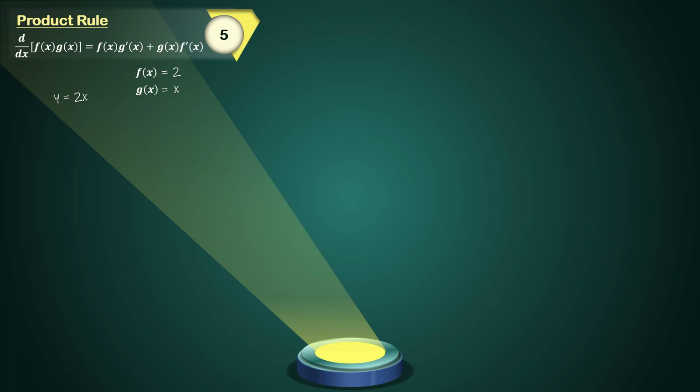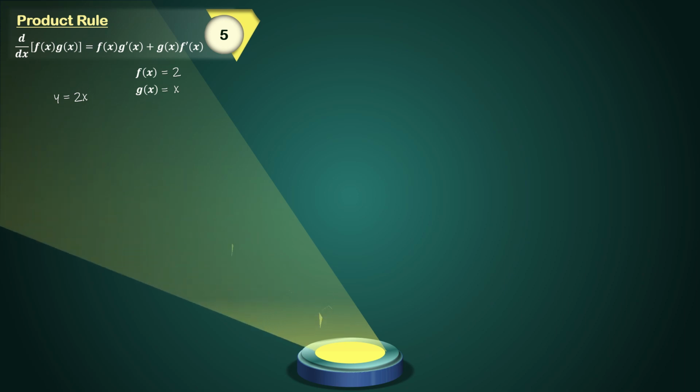After identifying those, take the derivative of the function. Apply product rule. It says the derivative is equal to the first function times the derivative of the second function plus the second function times the derivative of the first function. This is how we apply the product rule of differentiation. To take the derivative, we will apply other differentiation rules we learned in the previous videos.